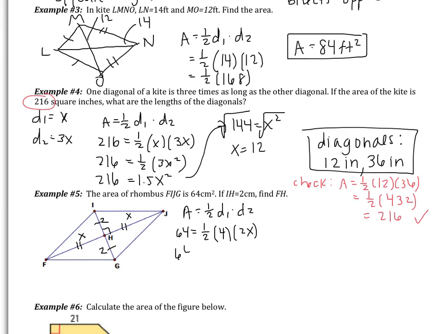So I have 64 equals 1/2 multiplied by 4 is 2. So I have 2 multiplied by 2x. I get 64 equals 4x. If I divide both sides by 4, I get x equals 16. So in this case, FH equals 16 centimeters.